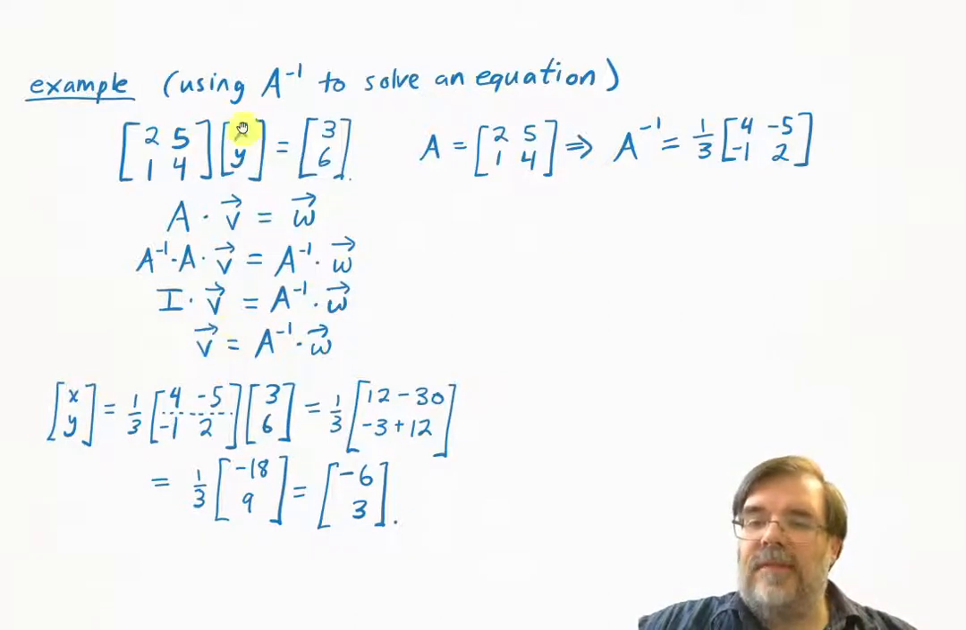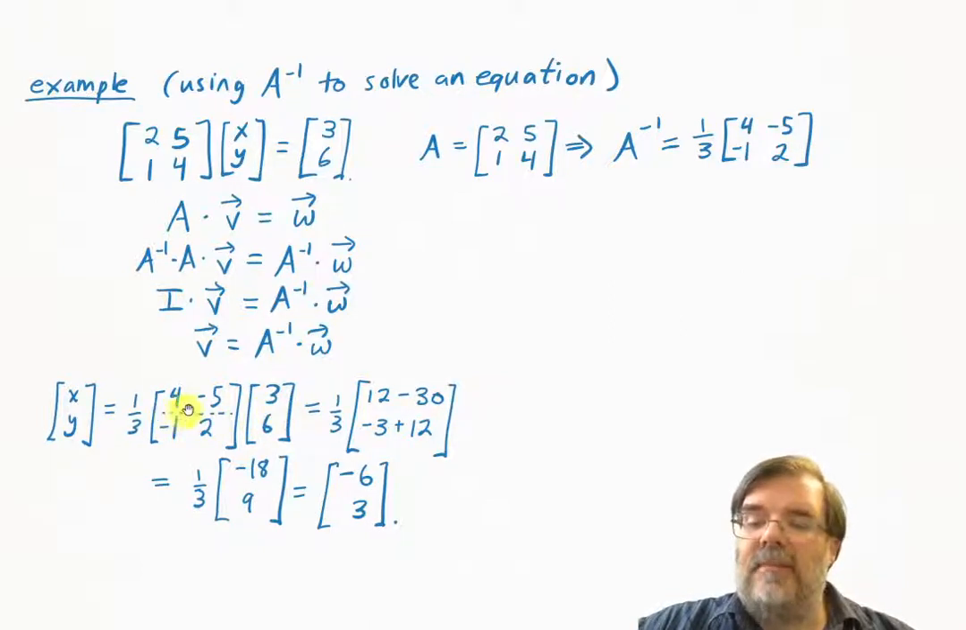Now to solve for V, which is the vector xy, that's going to be our inverse, which is 1/3 times this matrix times 3, 6. So just to avoid too many fractions, I often like to save the multiplication of the fraction for last. Keep working with whole numbers as long as possible. So multiplying this vector times this matrix, I'm going to do the matrix vector product.